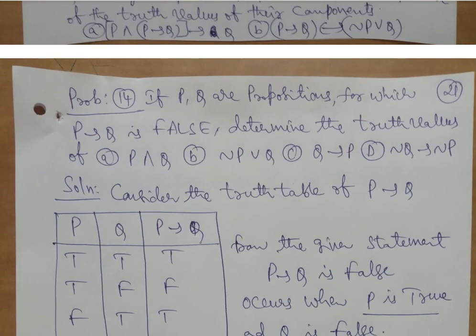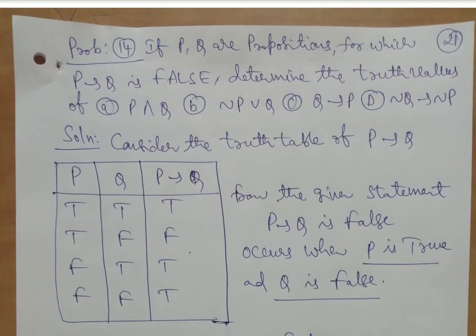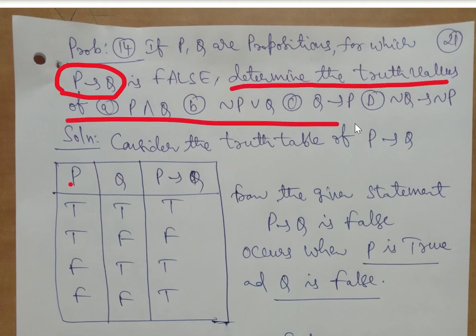Two more problems I have listed here, just to give a variety of types of questions that can be asked. If P and Q are propositions for which P implies Q is false, then they are asking for the truth values of the given expressions based on that. A slightly different question, and this type of question is required in logic, because logic means applying our logical reasoning to get the solution.